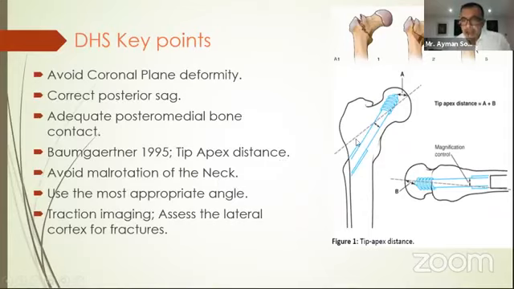Use an appropriate angle for your hip. Not every hip is the same. You should try to match your hip anatomy. You've got a choice of 130, 135, and 140. You should use the most appropriate angle. And assess your lateral cortex for fractures.